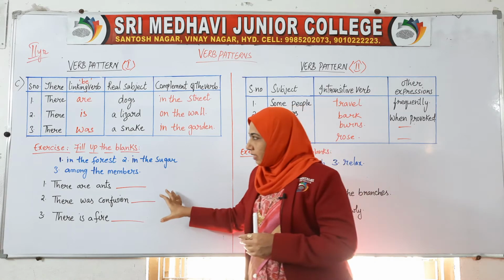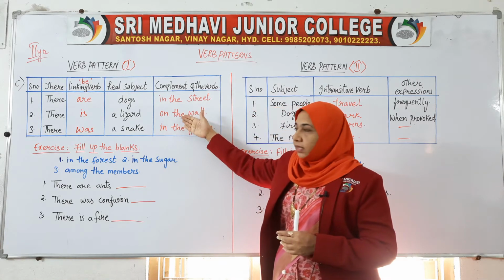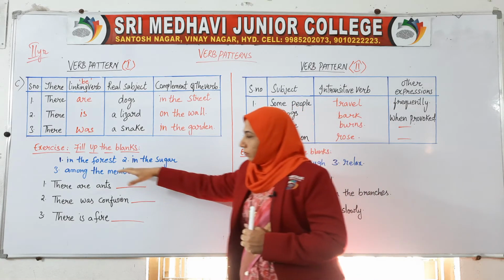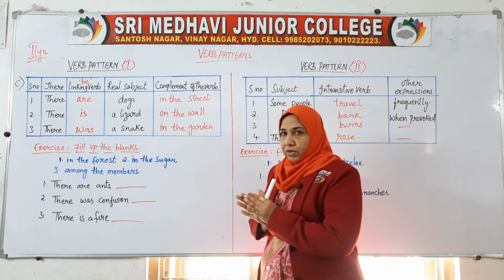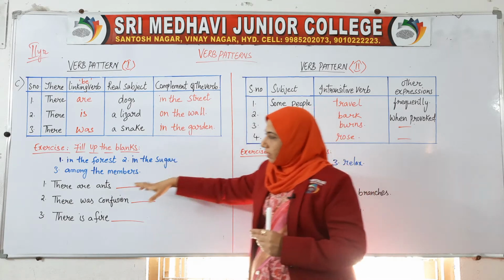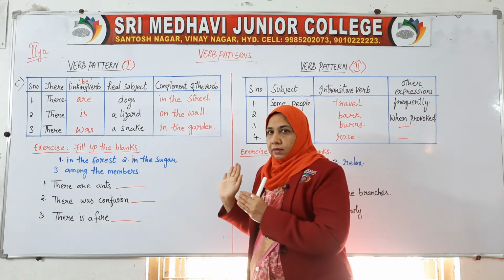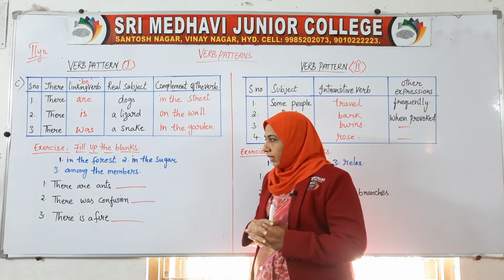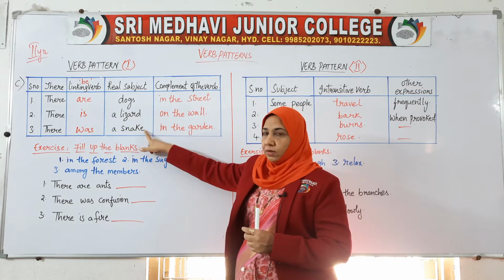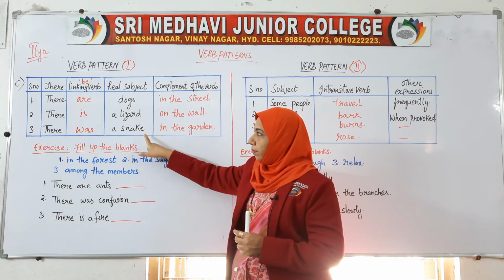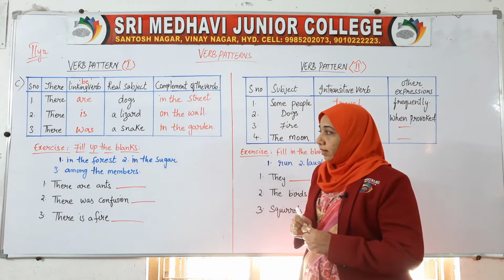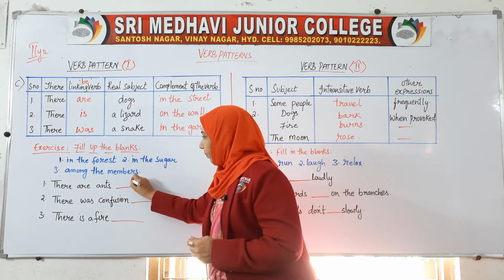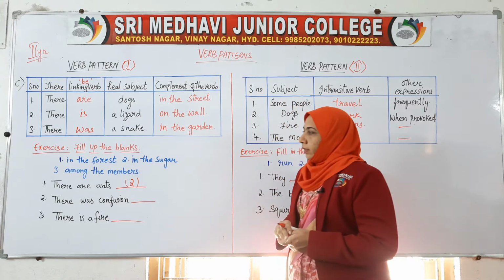Now we have an exercise to fill in the blanks using this format. We have certain sentences. The words given here, the last part of the sentence or the complement of the verb, are: first, in the forest; second, in the sugar; third, among the members. Now the first sentence: there are ants. "There" is the first word, "are" is the linking verb, "ants" is the real subject. What could be the answer for the blank? It should be "in the sugar", so we write 2 here. There are ants in the sugar.